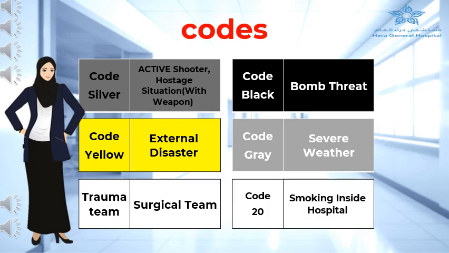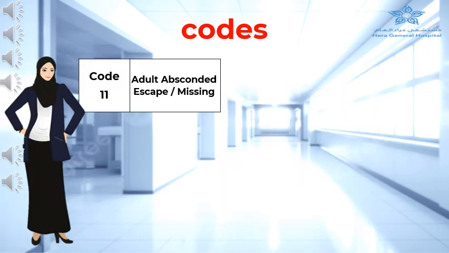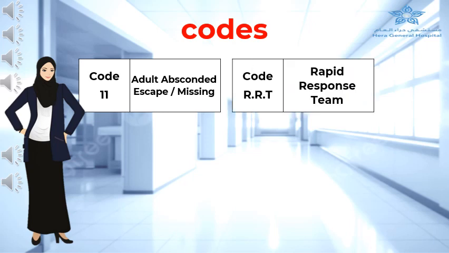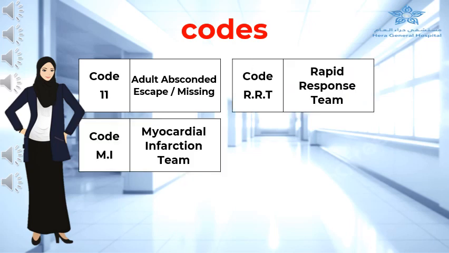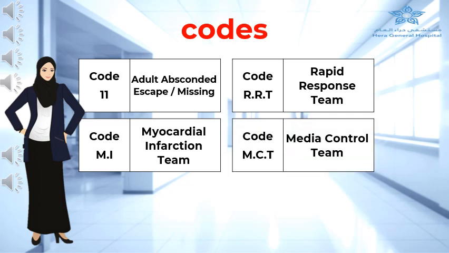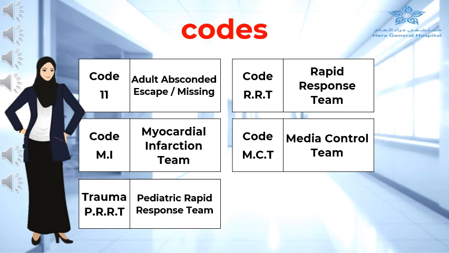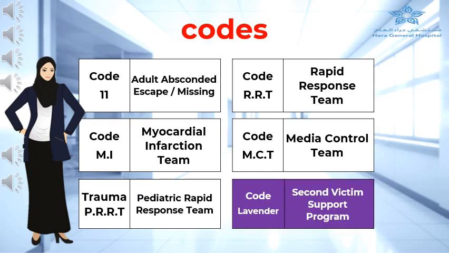Smoking inside hospital, code 11. Adult absconded, escape, missing. Code RRT, rapid response team. Code MI, myocardial infarction team. Code MCT, media control team. Code PRRT, pediatric rapid response team. Code lavender, second victim support program.